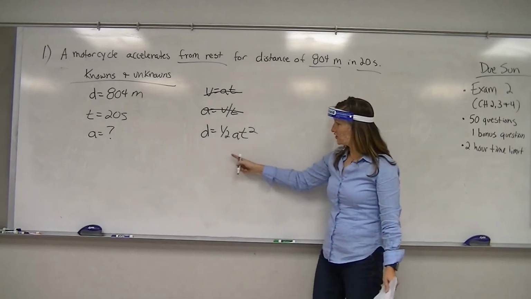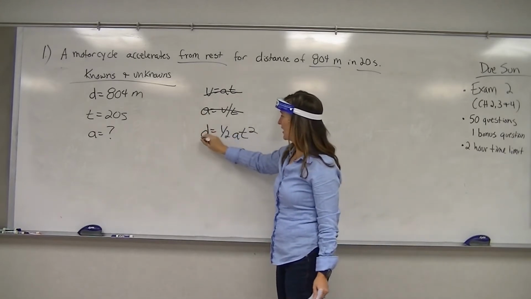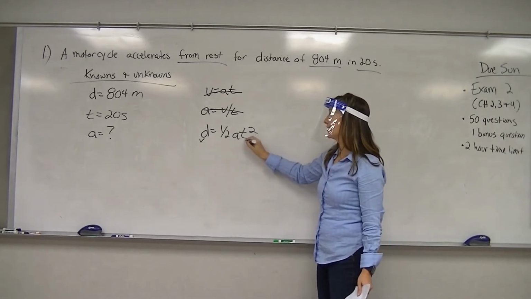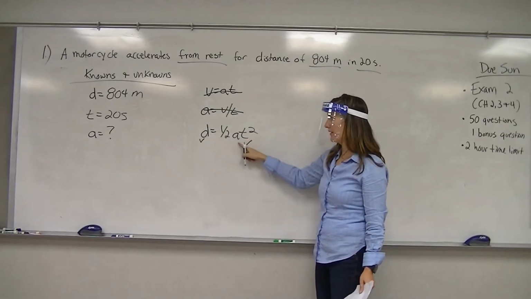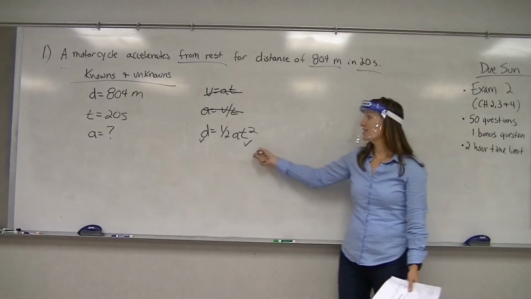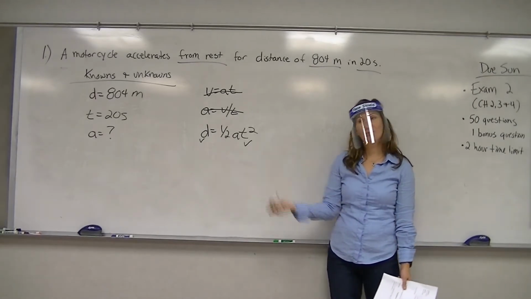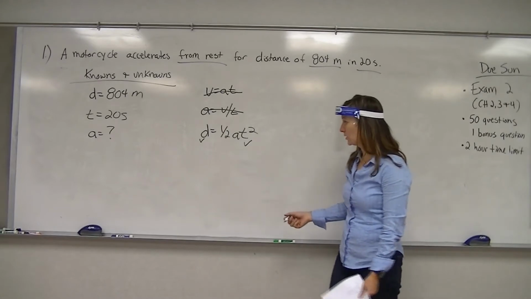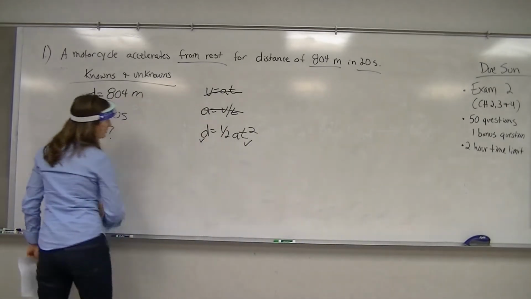Now the third equation: distance, yes, 804. Acceleration, no. Time, yes. So I only have one variable that I don't know. So this equation works. I just need to rearrange it to solve for A. So that's what I'm going to do.